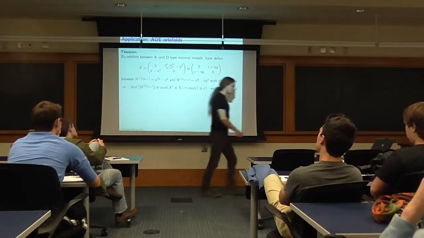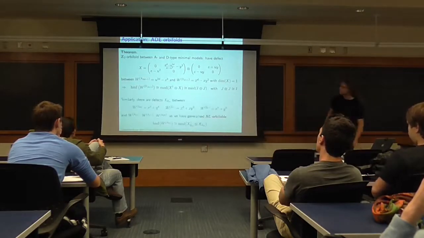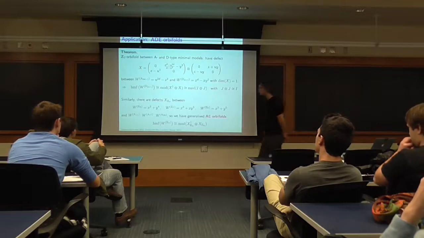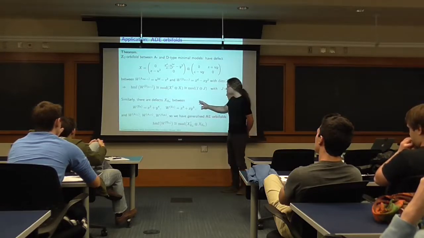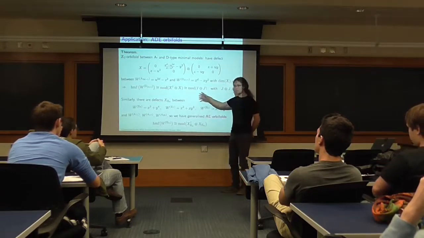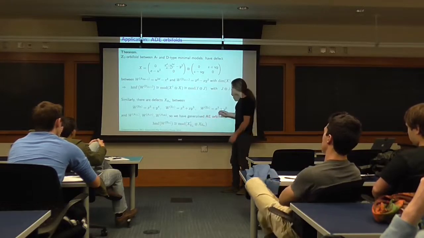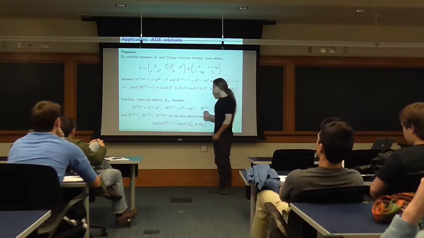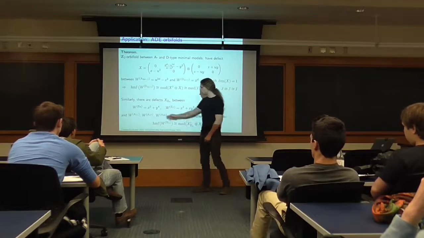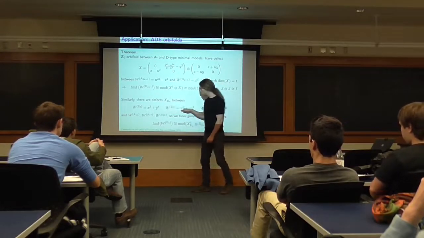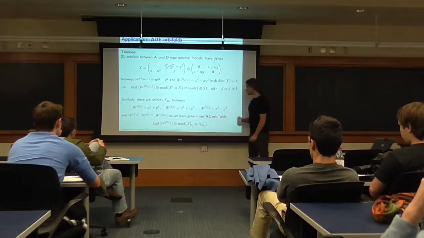But luckily, the slide has some more space, and this year we found that you can do the same thing also between A and E, therefore between A and D. So remember that the E-type minimal models with N=2 correspond to Landau-Ginzburg models with this and this superpotential.